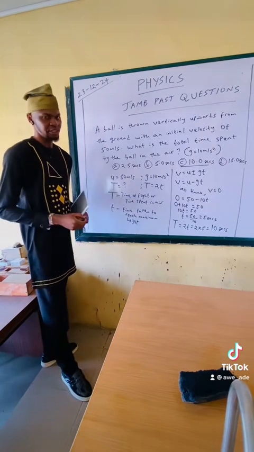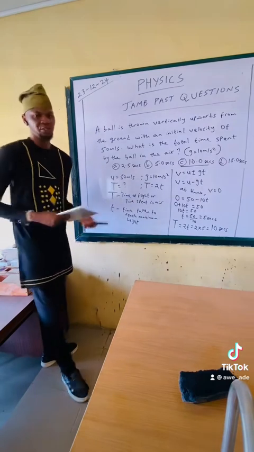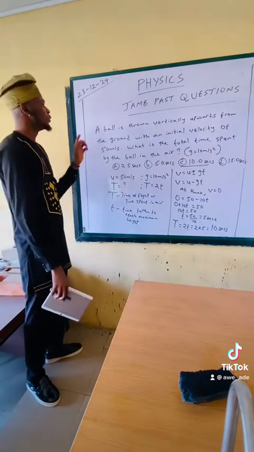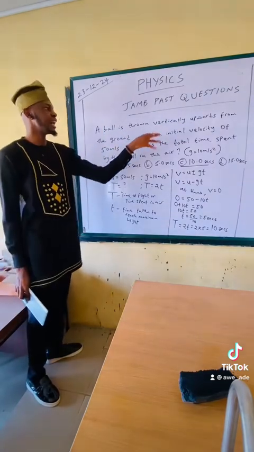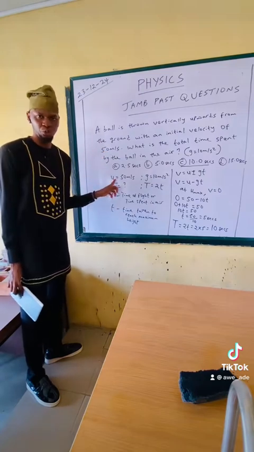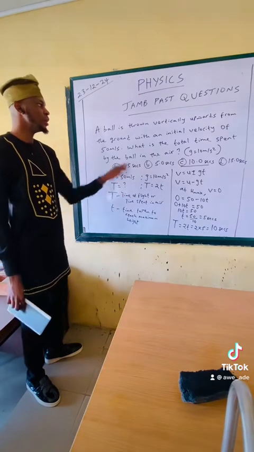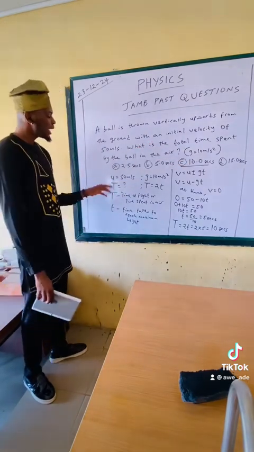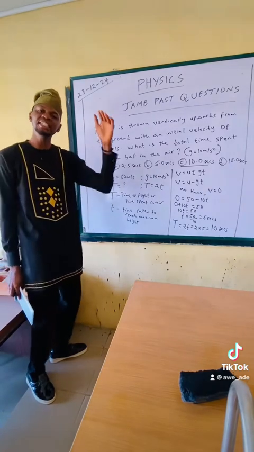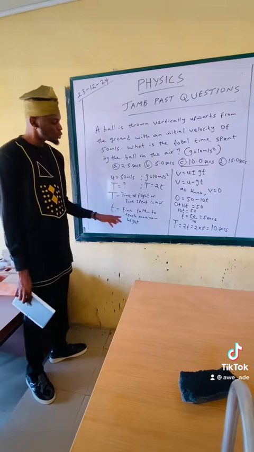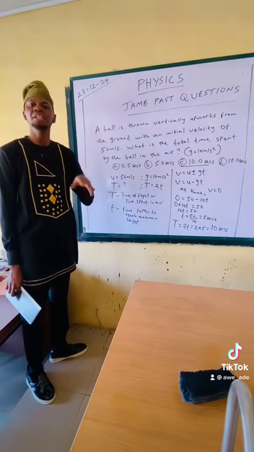I believe you understand. Let's go through it once again. A ball is thrown vertically upward from the ground with an initial velocity of 50 meters per second. I told you that that's u. We use u to represent initial velocity, which is 50 meters per second. What is the total time spent by the ball in the air? Total time spent by the ball in the air is the same thing as time of flight. And time of flight is 2 times the time taken to reach maximum height.